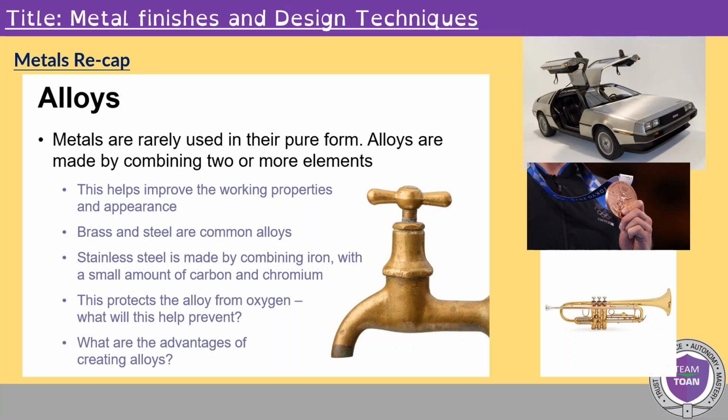On the right hand side here, I've given you a few examples of some alloys. So at the top there, we've got the DeLorean from Back to the Future, which is made from stainless steel. Underneath there, we've got bronze, which is a mix of different materials, again, different metals. And at the bottom, we've got a brass instrument made from brass, obviously.